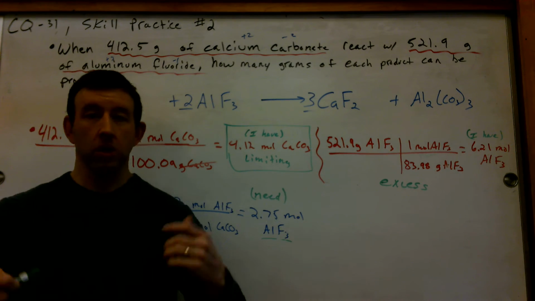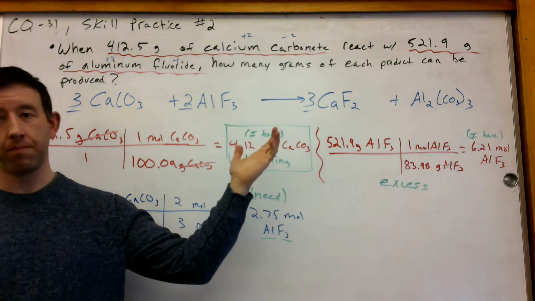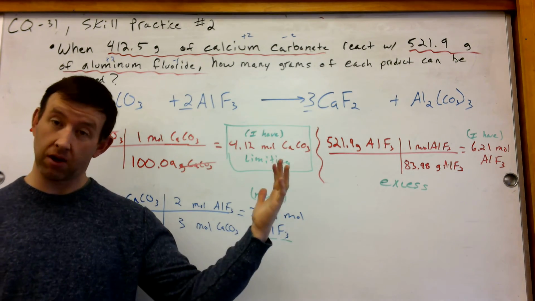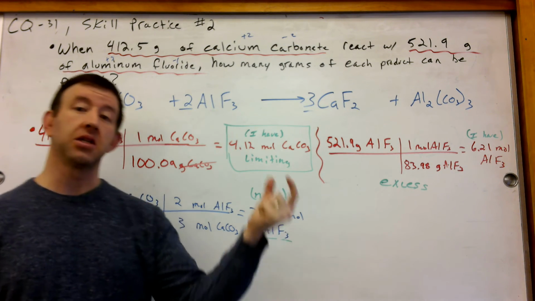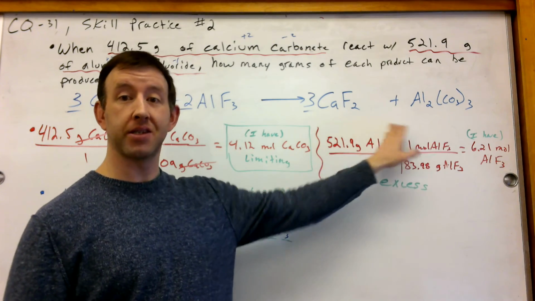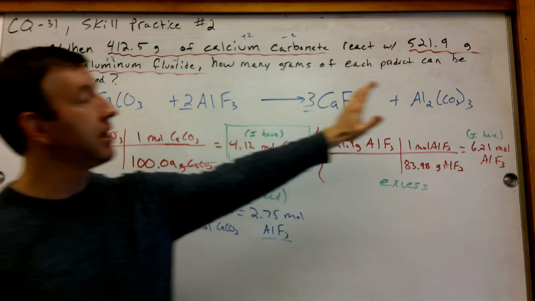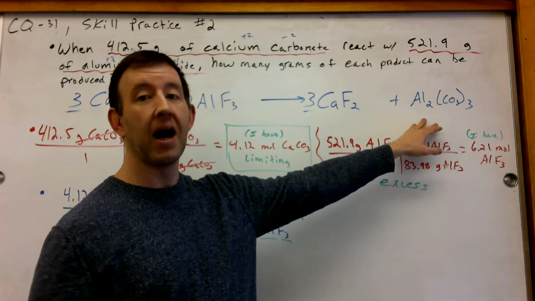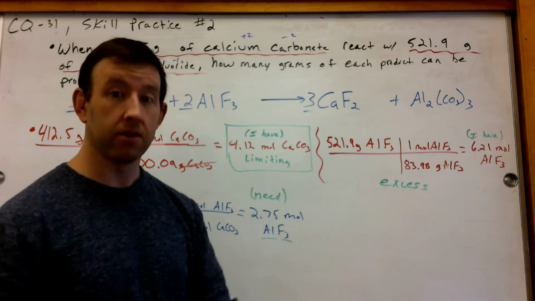Okay, so now I can finish out this problem. I can predict how much product I get, all right? This is why we have to know which one's limiting, because it's the limiting reactant that determines how much of this stuff we get on this side. So if I want to predict how much calcium fluoride I get and how much aluminum carbonate I get, I have to know which of my reactants is going to limit that, right?